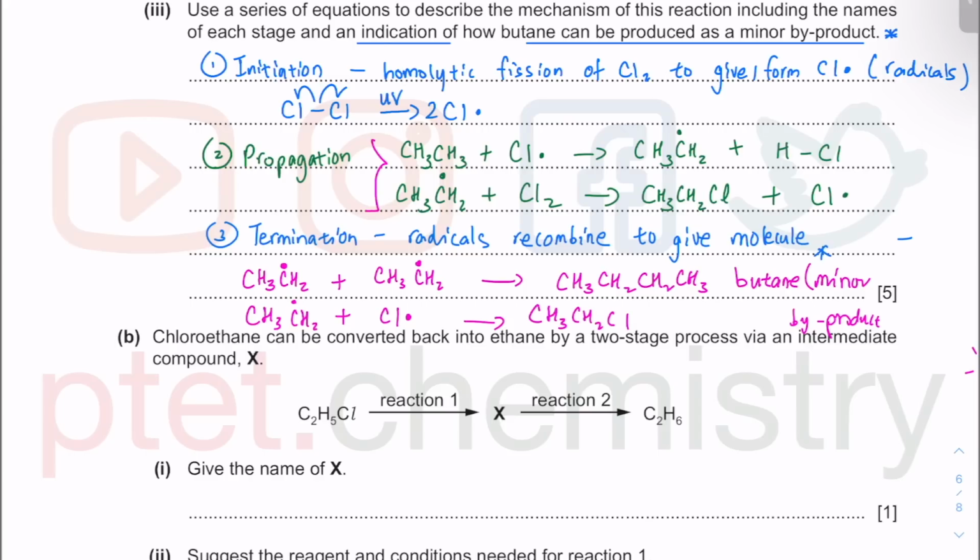So you can see that there is a similarity between this termination step to form this product versus this propagation step to form this product, in the sense that we get the product formation, but in 2 different steps. Here it is radicals and radicals recombined. I don't get any radical on the right side, but here I get radical on the left, I get radical on the right side as well.